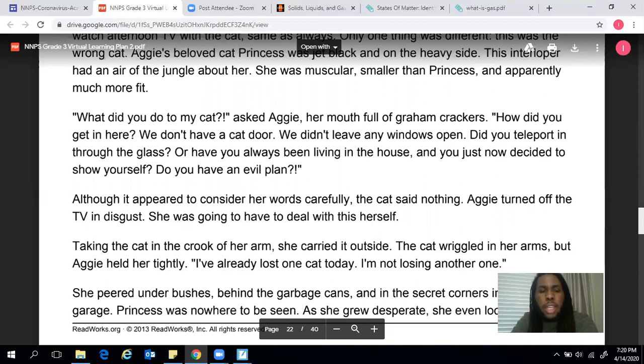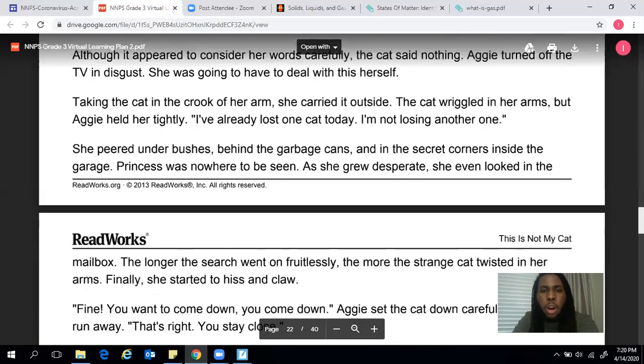Aggie turned off the TV in disgust. She was going to have to deal with this herself. Taking the cat in the crook of her arm, she carried it outside. The cat wriggled in her arms, but Aggie held her tightly. "I've already lost one cat today. I'm not losing another one." She peered under bushes, behind the garbage cans, and in the secret corners inside the garage. Princess was nowhere to be seen. As she grew desperate, she even looked in the mailbox.